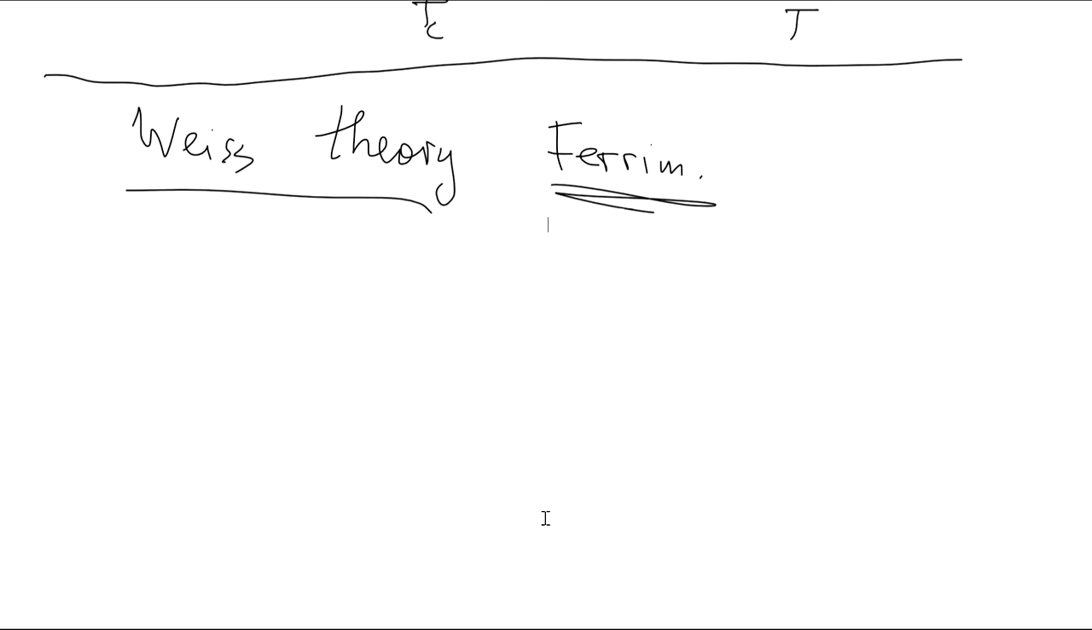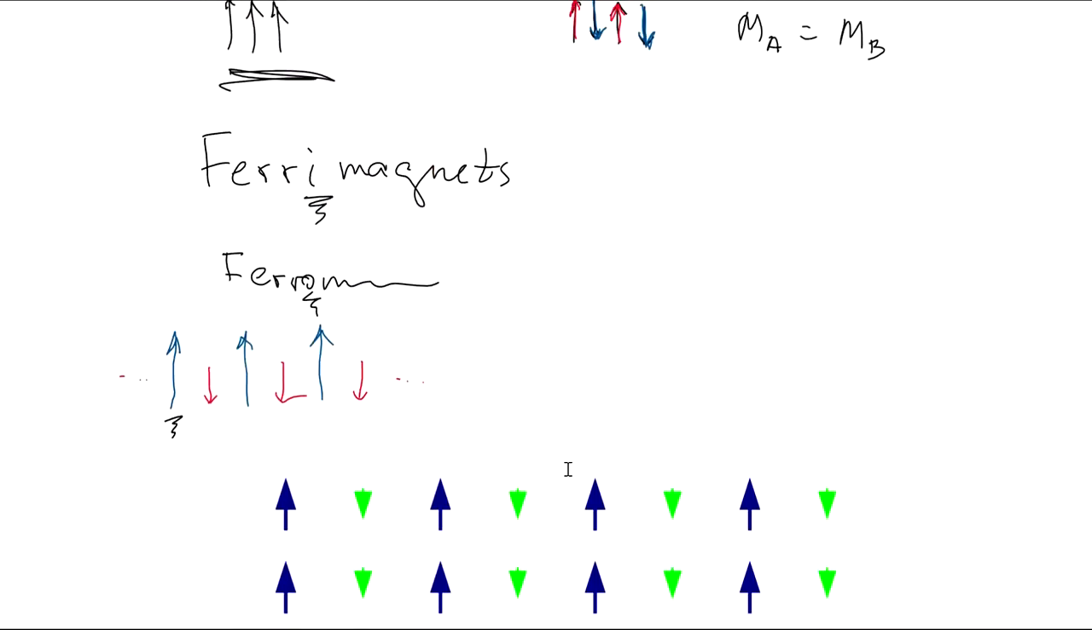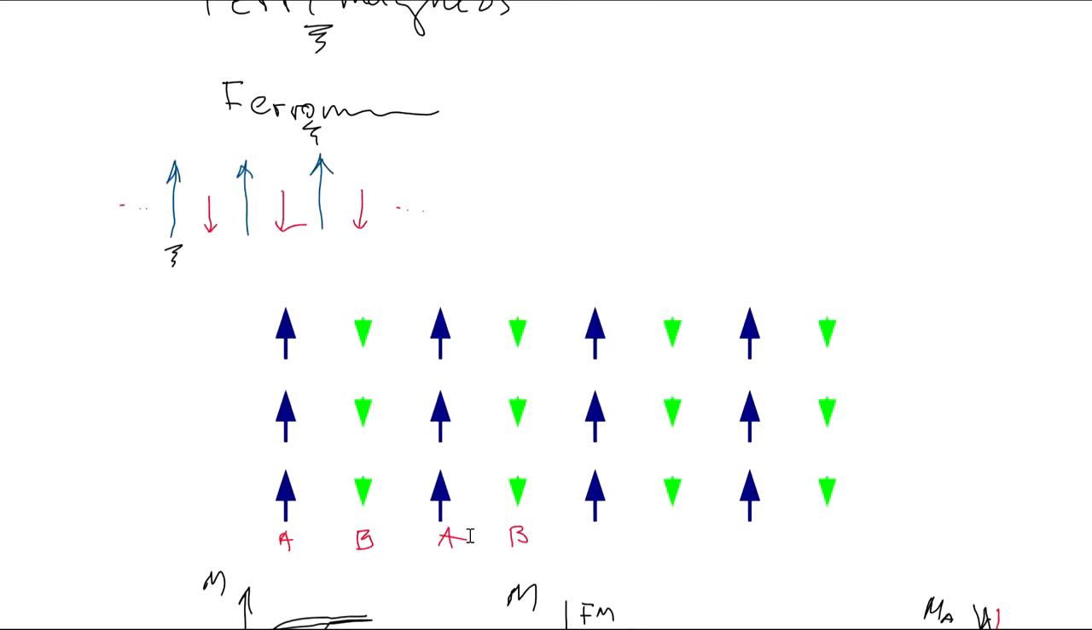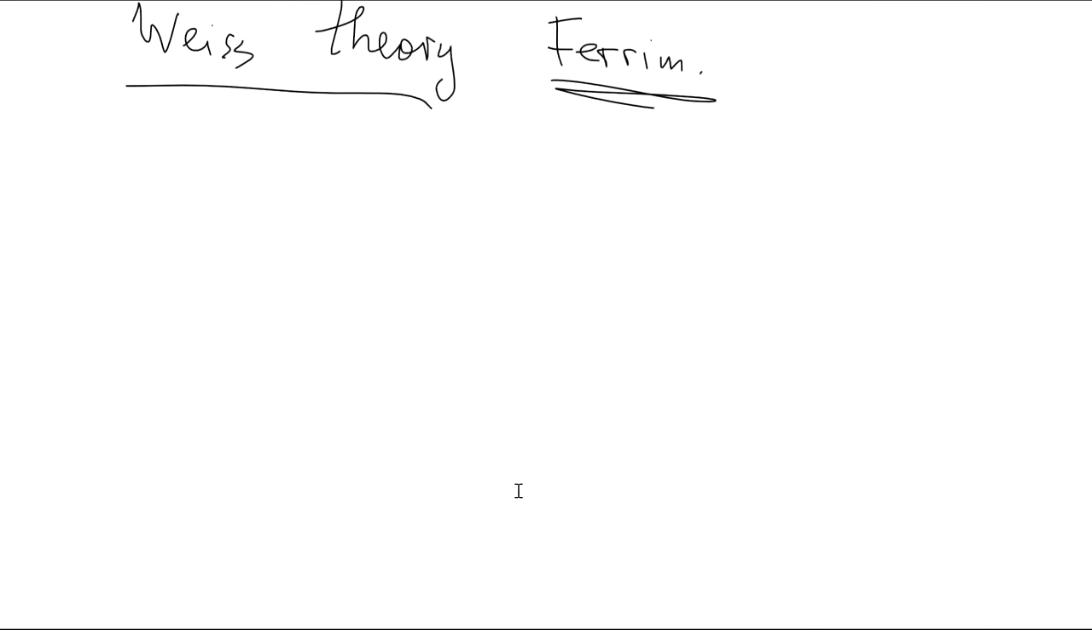Let me scroll up to show you it. So we have sublattice A and sublattice B. A points up, B points down, but in contrast to antiferromagnetism, we will have these A and B magnetizations that are not equal. So we have sublattices, MA, which is not the same as MB.